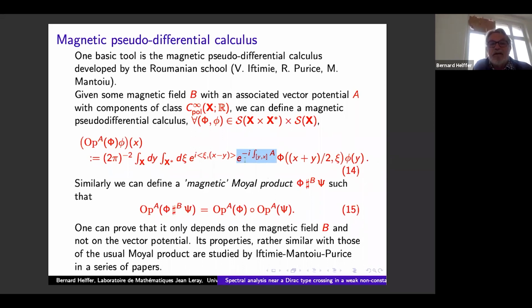If I forget this term, I have the usual Weyl quantization. This term permits to take into account the effect of the magnetic field. In this way, if you quantize the symbol psi square plus V of x, you get the quantization of the Schrödinger operator with magnetic field. Then you can define the corresponding law for the symbols, and this law depends not on the choice of the magnetic potential, but only on the magnetic field itself. So this is a nice way to analyze problems with magnetic field.